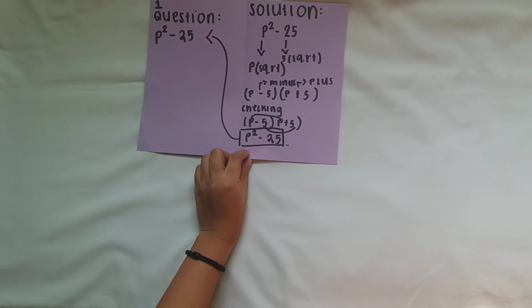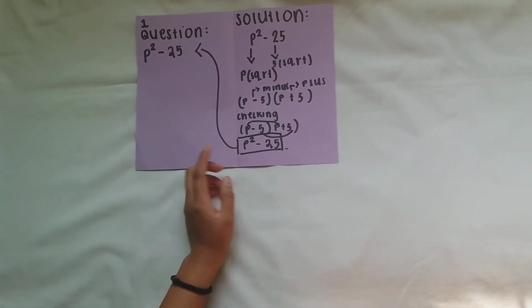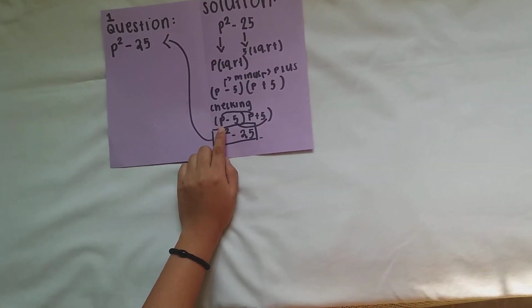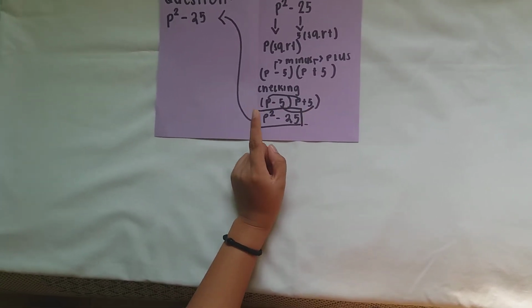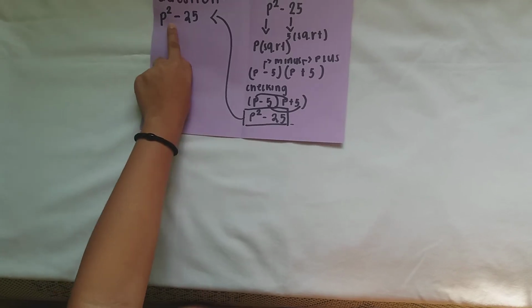So here's the checking to make sure your answer is correct. p times p is equal to p squared, and 5 times 5 is equal to 25, which is the question.